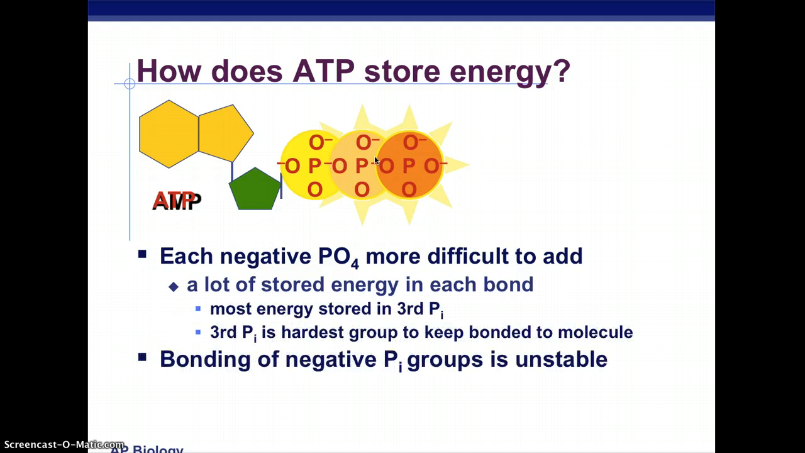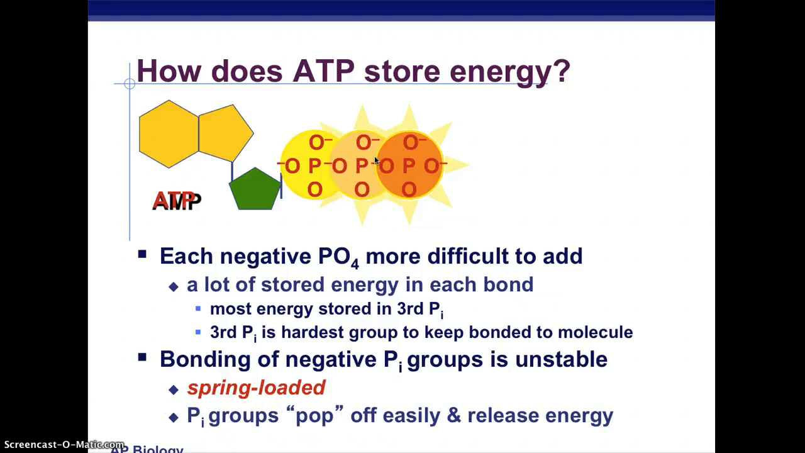So bonding the negative phosphate groups together is unstable, and so think of these as spring-loaded. So the phosphate groups will take any excuse necessary to pop off, and so to lose the third phosphate group actually is a very exergonic thing. So when we break off this third phosphate, we get a net release of energy, and we use that net release of energy to run synthesis reactions. If this is a little confusing, we'll learn about it in more detail again when we get to cellular respiration.